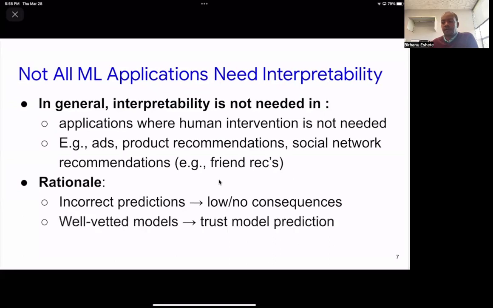The other part of the rationale is that these models, before they are put on autopilot or fully automated, or left to operate on their own as virtual agents, are well vetted. A lot goes into these models by way of rigorous testing and evaluation, so that we trust the model prediction. And again, this is not too far from reality.